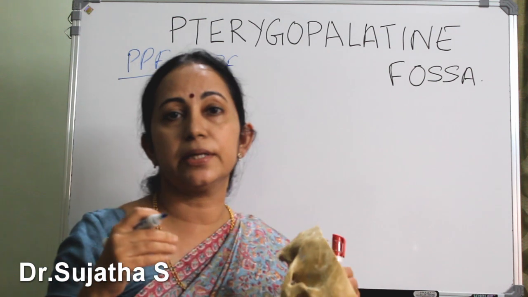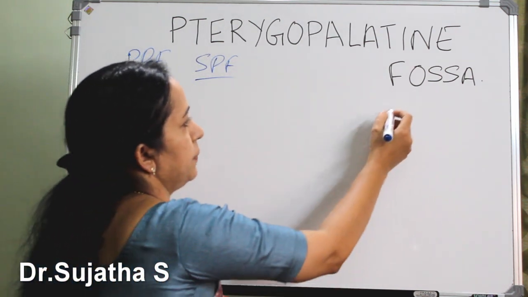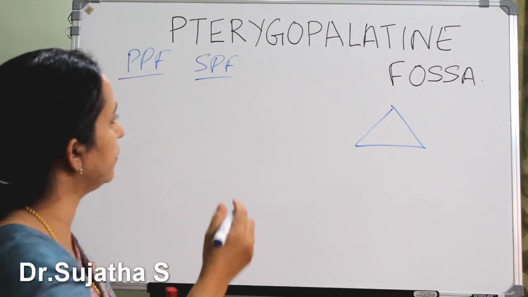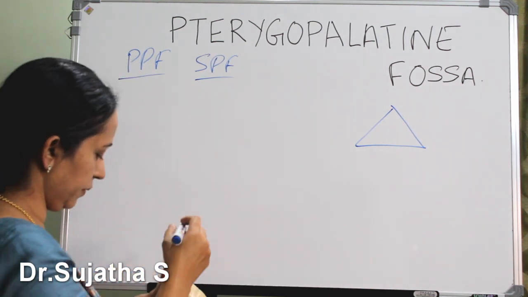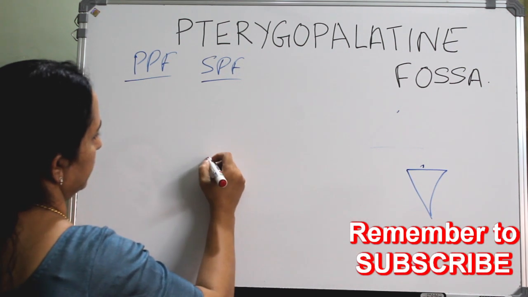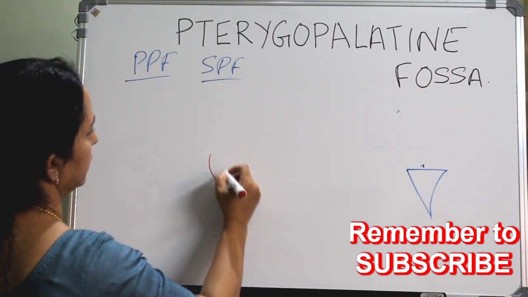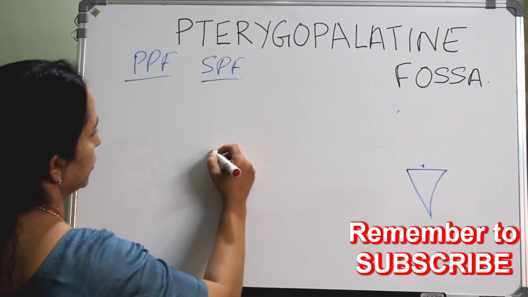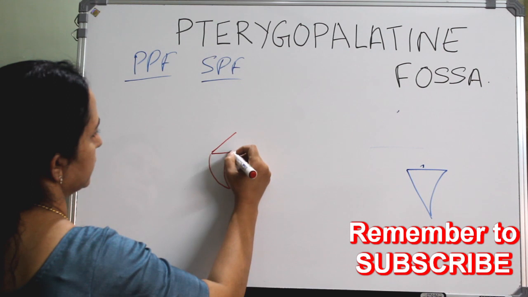Actually it is an inverted pyramid. So you know what a pyramid is? This is a pyramid. If it becomes an inverted pyramid, what will be the shape of that? Shape of an inverted pyramid. So I'll draw the pterygopalatine fossa first, and then I'll show you the boundaries.